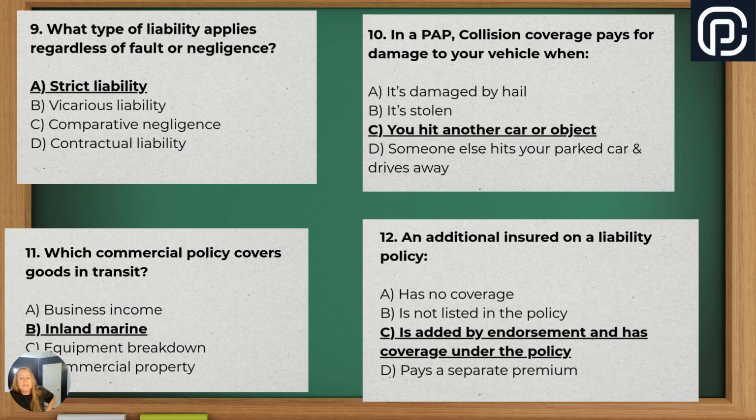You might look at D and say, well, yeah, if it's added by endorsement, they also have to pay a premium. They do, but as you know, with this wording on the exam, it's paid a premium by the insured, not the person who is being additionally insured. Meaning, if we look at our example with the landlord and the tenant, the landlord is the one that's being added on as an additional insured. He would not be the one paying the premium. The one that's paying the premium would be the store owner.